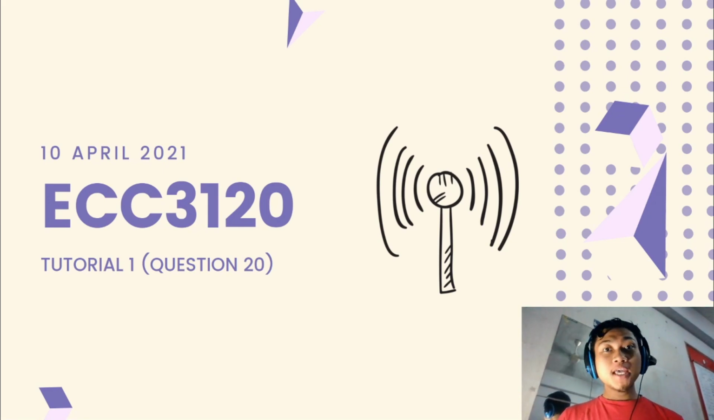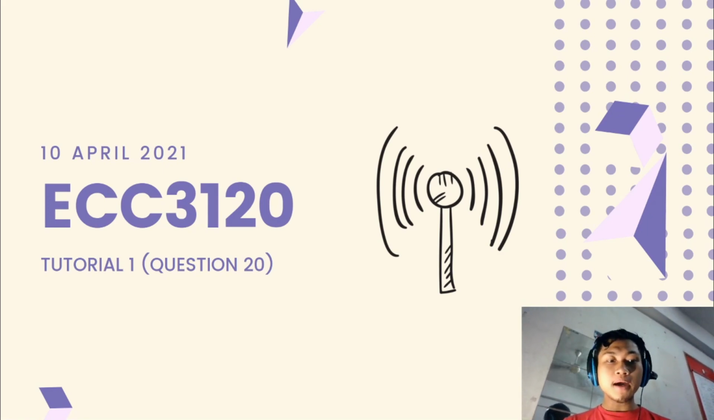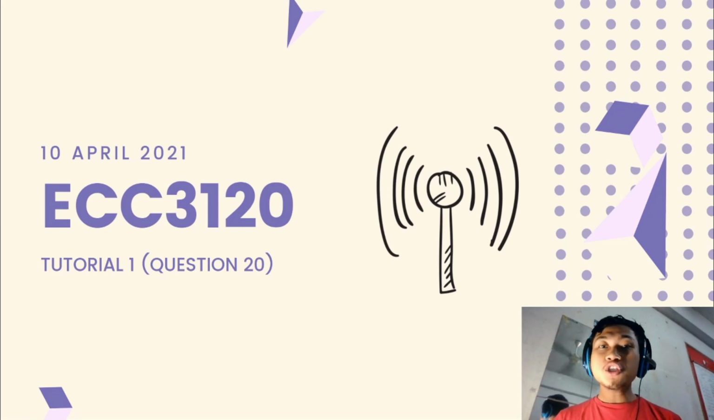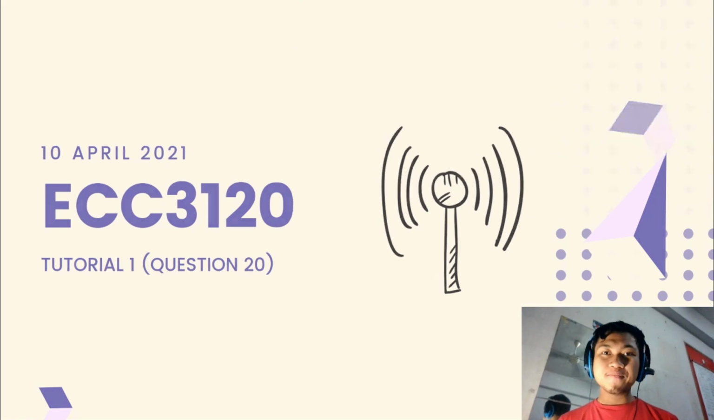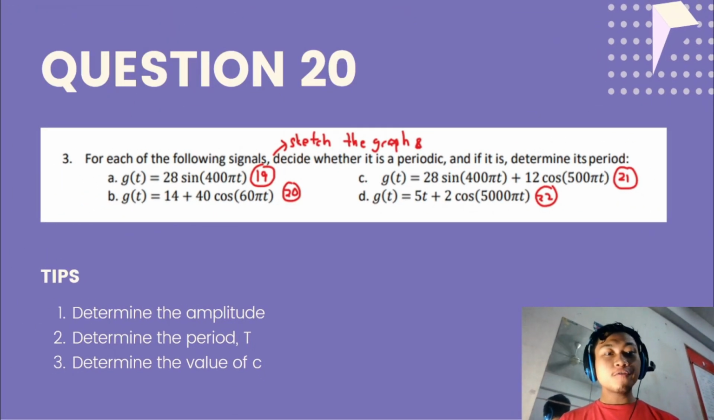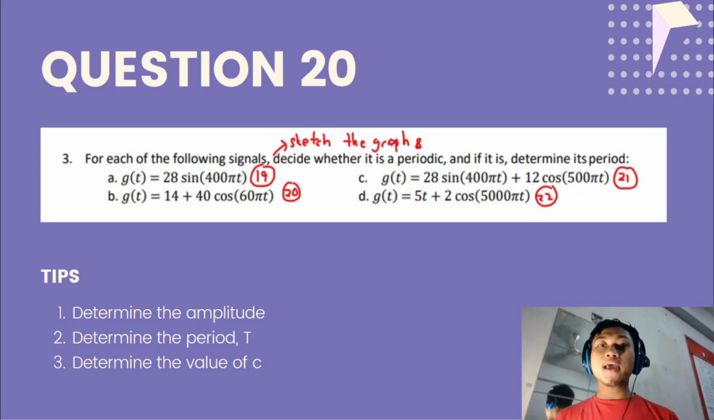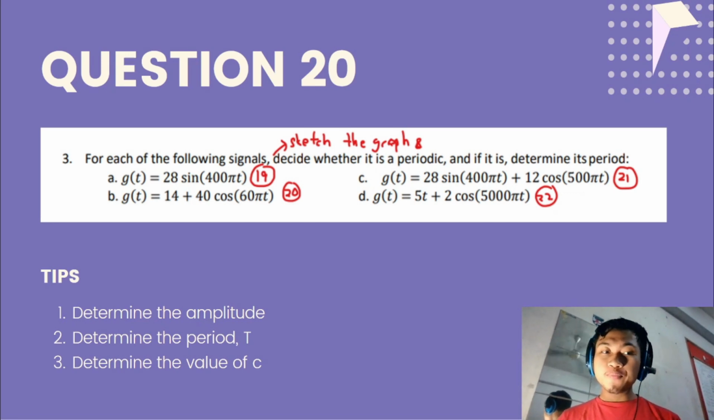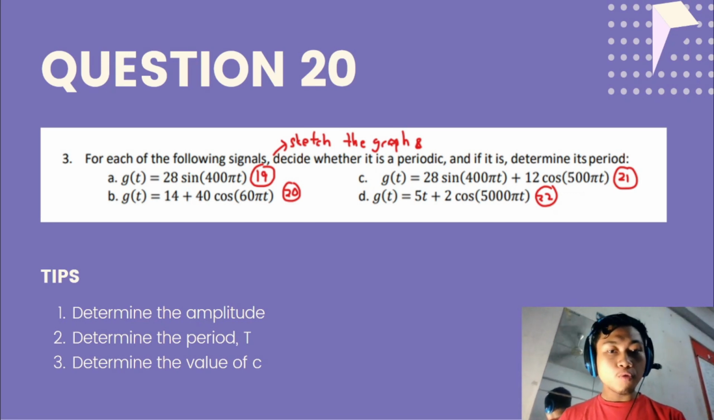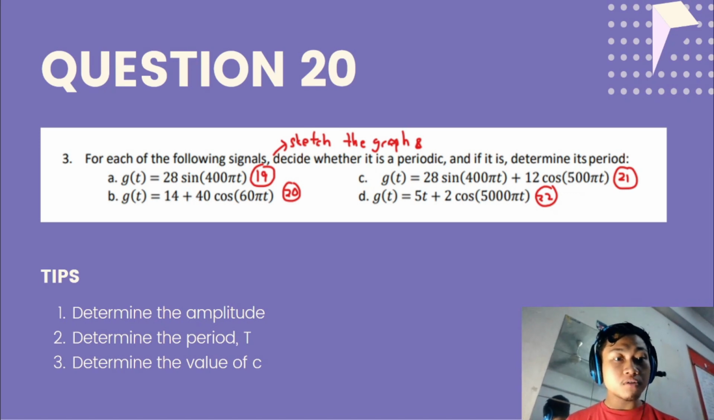Alright, so today let's get to the question. Today I will be presenting my assignment, which is tutorial 1, question number 20 in ECC3120 Signal System. Let's get to it. The question is, for each of the following signals, sketch the graph, decide whether it is periodic, and if it is, determine its period. I'm doing question 3B.